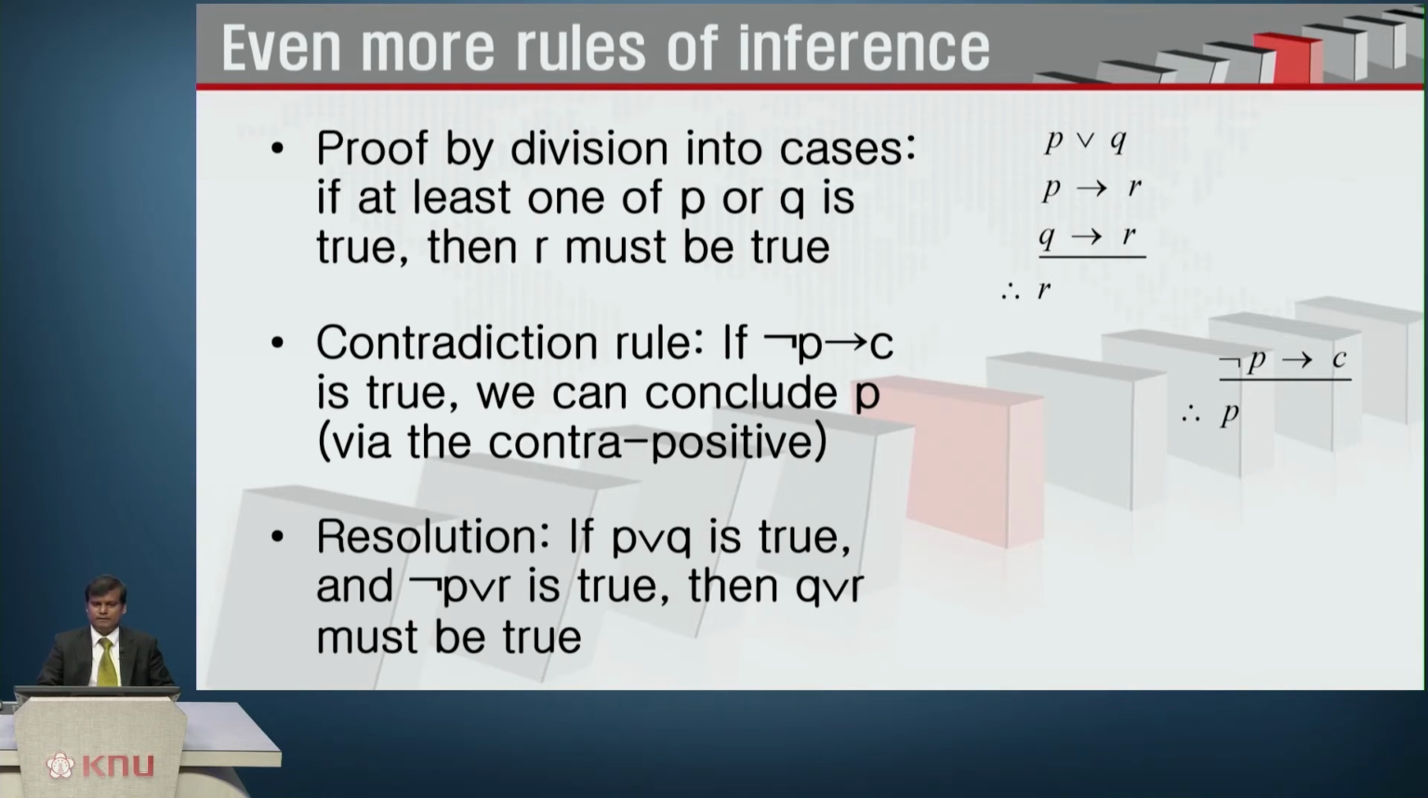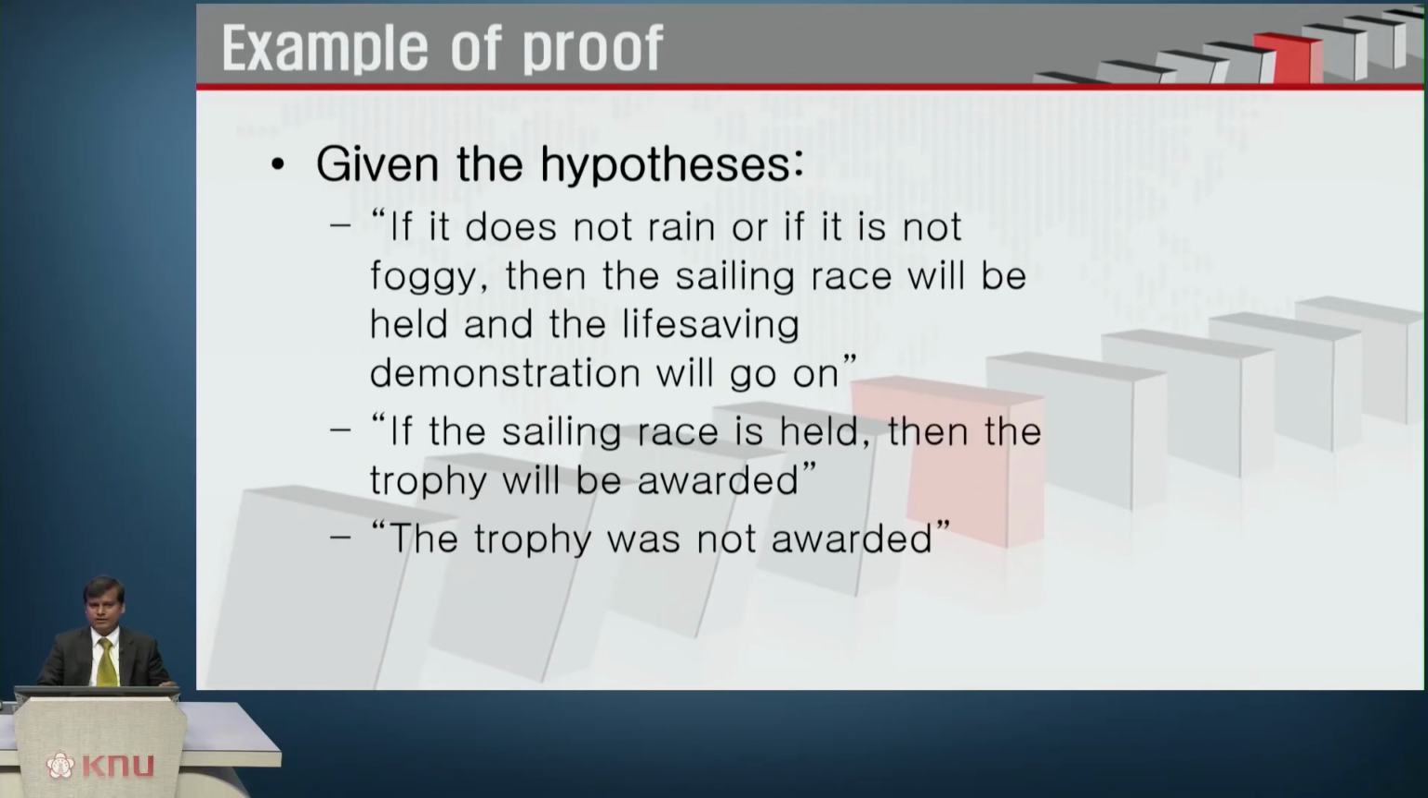Resolution: if P or Q is true and negation of P or R is true, then in fact Q or R must be true. That is, P or Q is true and negation of P or R is true, therefore Q or R must be true. These are some of the inferences.